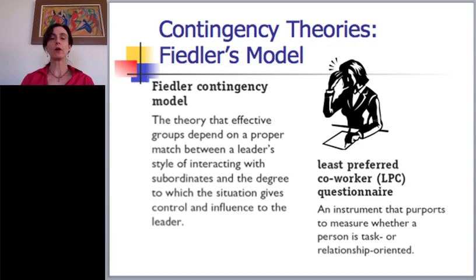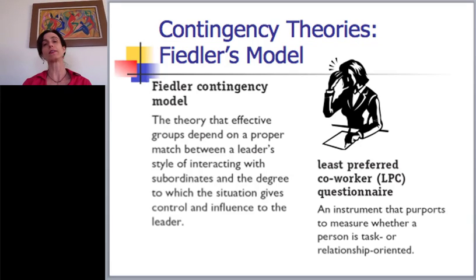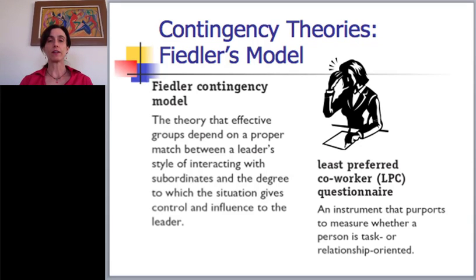Hi, in this video we're going to be talking about a couple of contingency theories. Contingency theories are theories that take into account something about the leader, usually either their traits or behaviors, and also something about the situation. So they're looking at something about the leader plus the situation equals an understanding of what makes an effective leader. The first theory we're going to address is Fiedler's model.